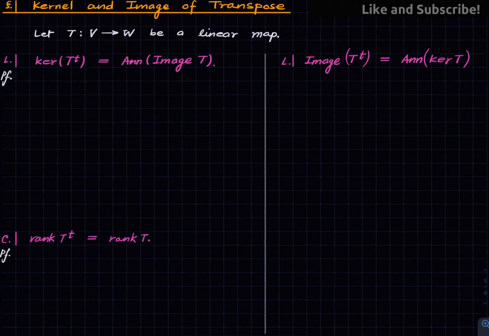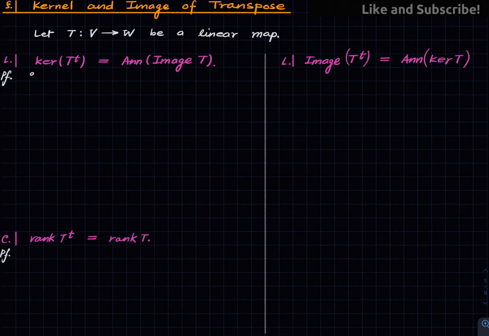So now let us talk about the kernel and images of the transpose, and in particular the rank and the nullity of the transpose. So fix a linear map T from a vector space V to a vector space W. Then we claim that the kernel of the transpose of T is the annihilator of the image of T. So we can express the kernel of the transpose in terms of the annihilator in terms of the linear map T itself. The proof of it is not at all hard, but the consequences are what are of importance. So how do we prove this?